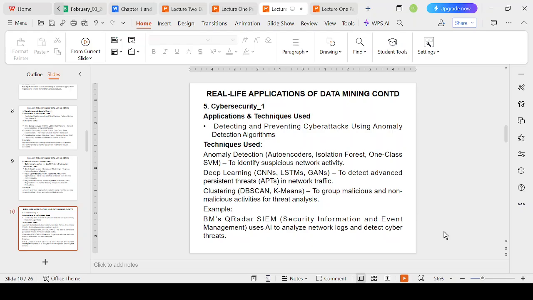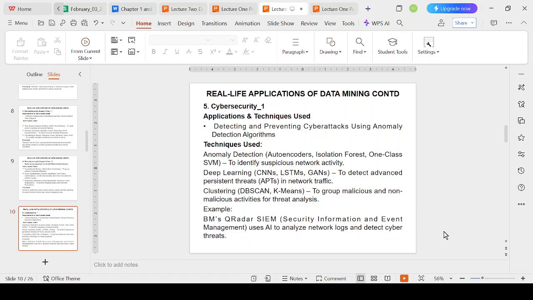Under cybersecurity, detecting and preventing cyber attacks using anomaly detection algorithms. Autoencoder, isolation forest, one-class SVM to identify suspicious network activity. You can also employ deep learning algorithms, CNN, convolutional neural network, LSTM, and GANs to detect advanced persistent threats in network traffic.